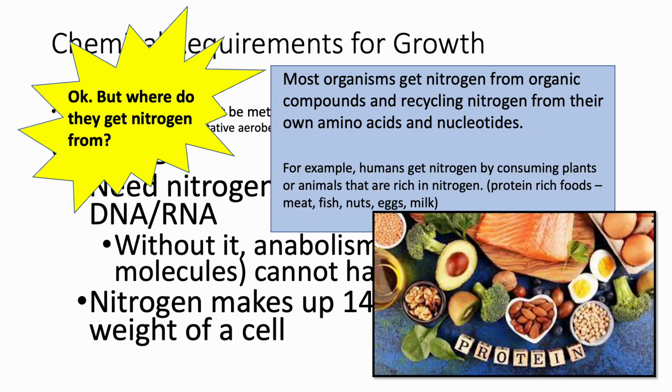All right. I know what you're probably thinking though. Where is all of this nitrogen coming from? So most organisms are going to get their nitrogen from organic compounds. So from consuming an organic compound, like different types of foods. So fish and eggs and nuts and greens all have nitrogen in them that we can consume and break down and then take that nitrogen to use as building blocks. You can also recycle nitrogen from amino acids or nucleotides that are pre-existing.